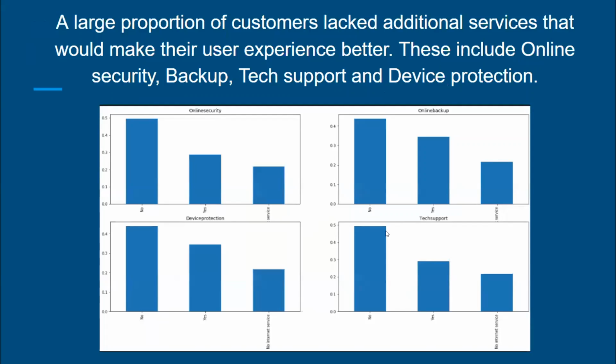Next, we found out that a larger proportion of the customers lacks additional services that would have made their user experience better. So this includes online security, backup, tech support, and device protection. As you see from this bar chart, the people with no occupy a larger majority of the entire customer base.